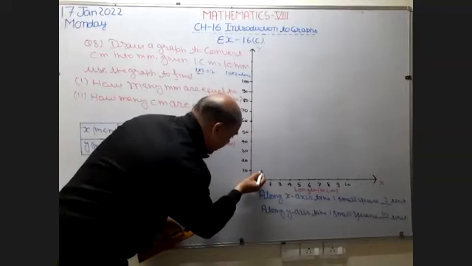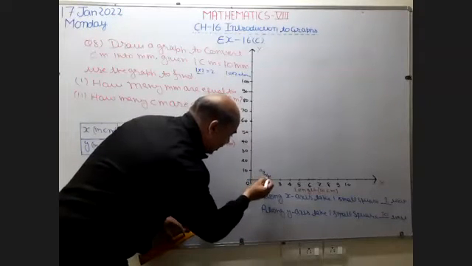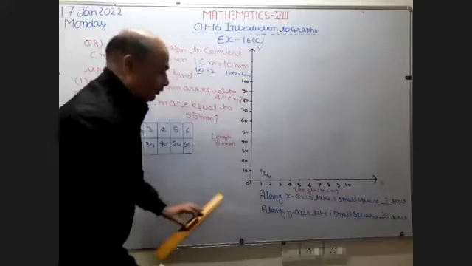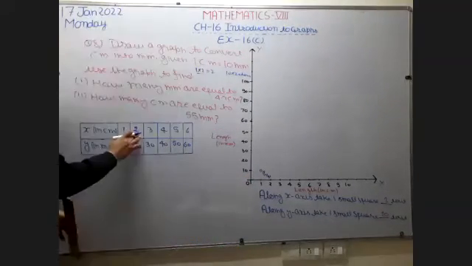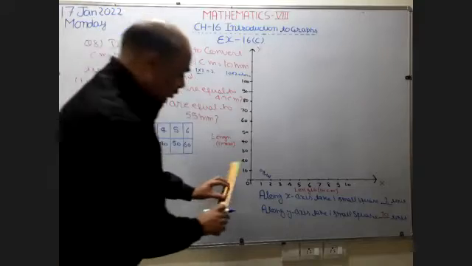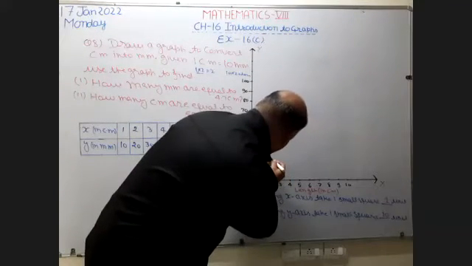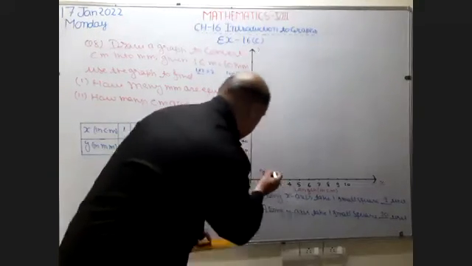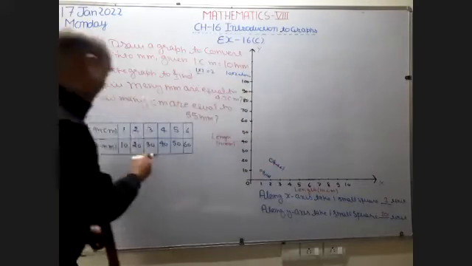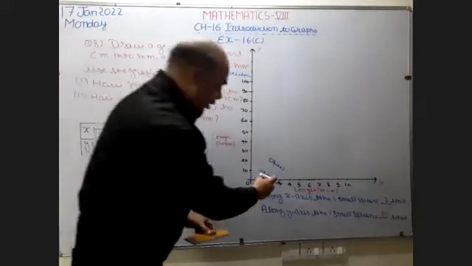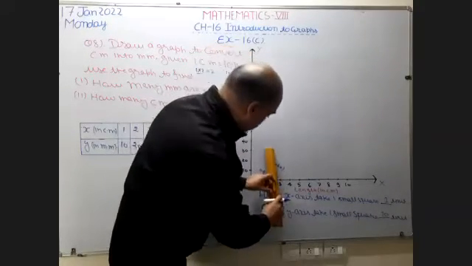So this is the first point, which is going to be represented by 1 and 10. It means 1 centimeter is equal to 10 millimeter. After that, 2 centimeter and 20 millimeter. So 2 centimeter and 20 millimeter are going to be plotted here. So this is your 2 and 20. Now next one is 3 and 30. So value of x is 3 and value of y is 30 here. So these two are going to be joined.